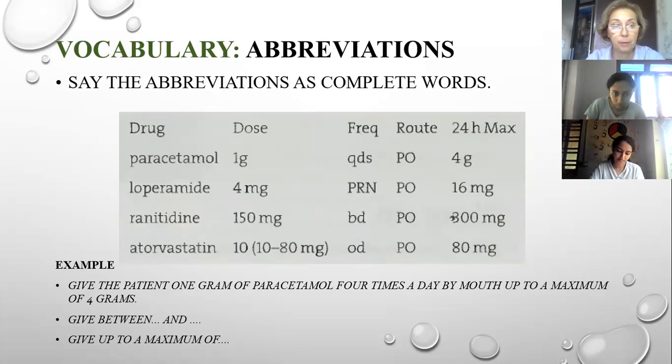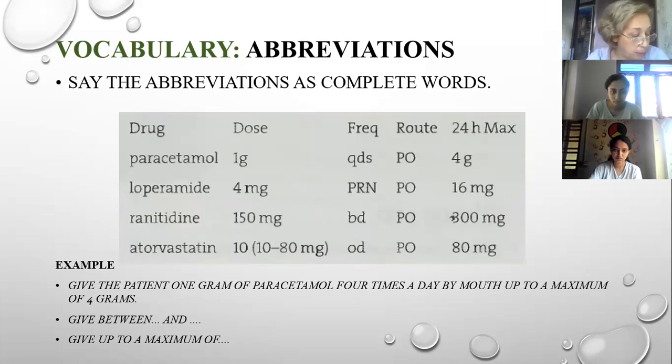Okay. So let us listen to Taib. Will you just read the sentence about loperamide? Taib? Yes, ma'am. Okay. Give the patient 4 milligram of loperamide when required in a day by mouth up to a maximum of 16 milligram. Okay, good.